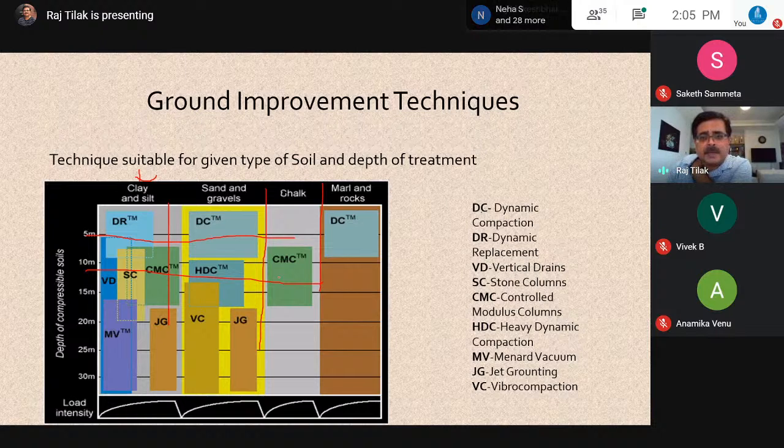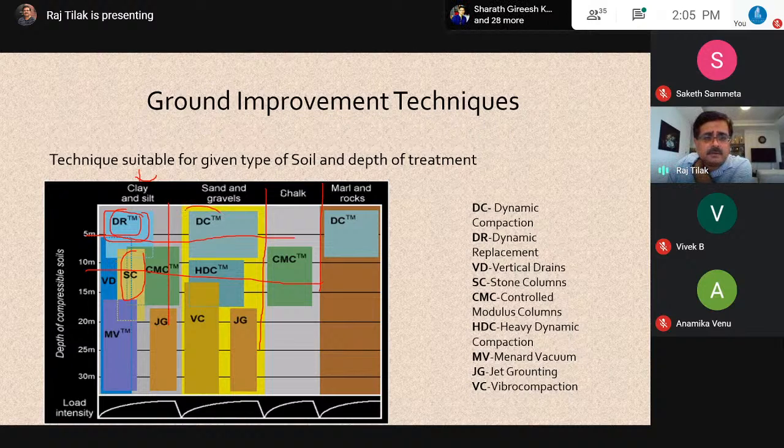So there are many methods. Like if it is a clay, just compacting by hammering it down won't work because it will generate huge pore pressures. So you need to create a cavity and replace it with granular material, just like stone columns. Here, stone columns is also listed because that can work for deeper depths, while dynamic replacement, where you're tamping from the top and replacing, has got limited depth of treatment.